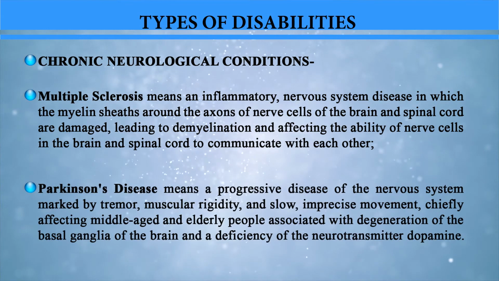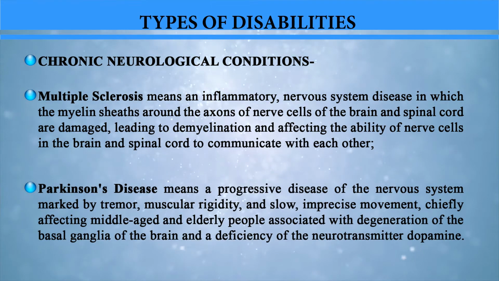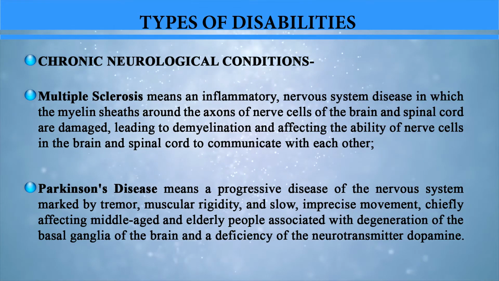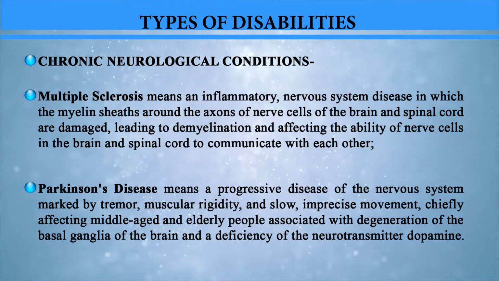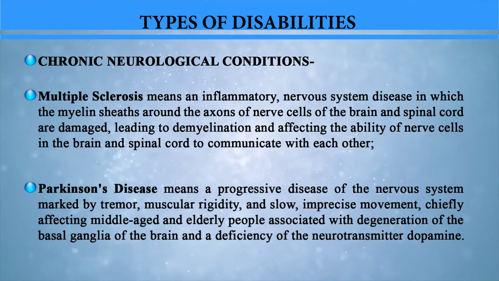Then comes Parkinson's disease. It means a progressive disease of the nervous system marked by tremor, muscular rigidity and slow, imprecise movement, chiefly affecting middle-aged and elderly people, associated with degeneration of the basal ganglia of brain and deficiency of the neurotransmitter dopamine. So then comes blood disorders.